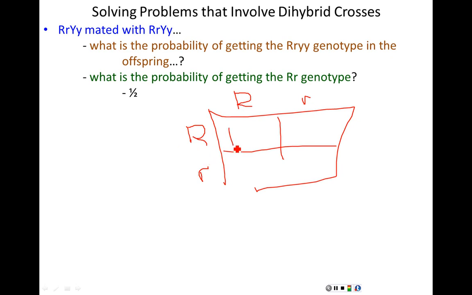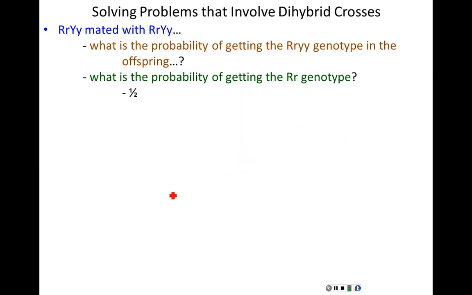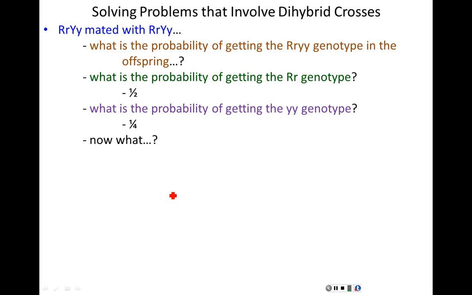This is the cross that we're doing. We're just considering seed shape. We can fill in the Punnett square. This is our first heterozygote right here. Here's our second heterozygote right here. And that's out of 4. So we have a 1/2 probability of getting a heterozygotic genotype, given the cross with just the R's. What's the probability of getting the recessive yy genotype? That's 1/4. Now what do we do? Well, the question is really asking, what's the probability of getting the heterozygote for R and the homozygotic recessive for Y? That's 1/2 times 1/4, which is 1/8.